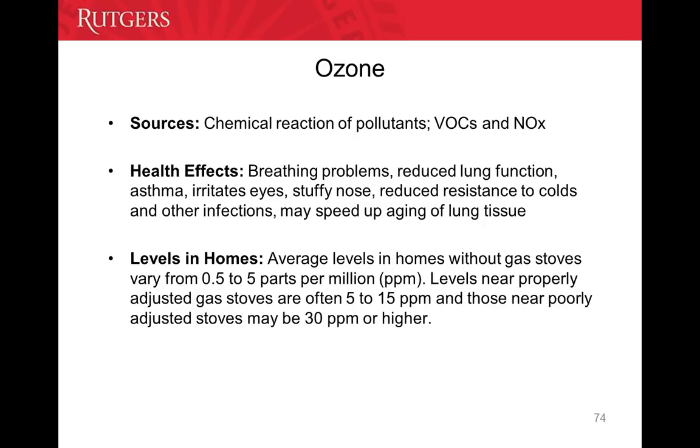Levels in homes, even without gas stoves, can be 0.5 to 5 ppm. If you have a gas stove, it can go up to 15 ppm. And of course, homes that are poorly ventilated, stoves that are poorly ventilated, up to 30 ppm.